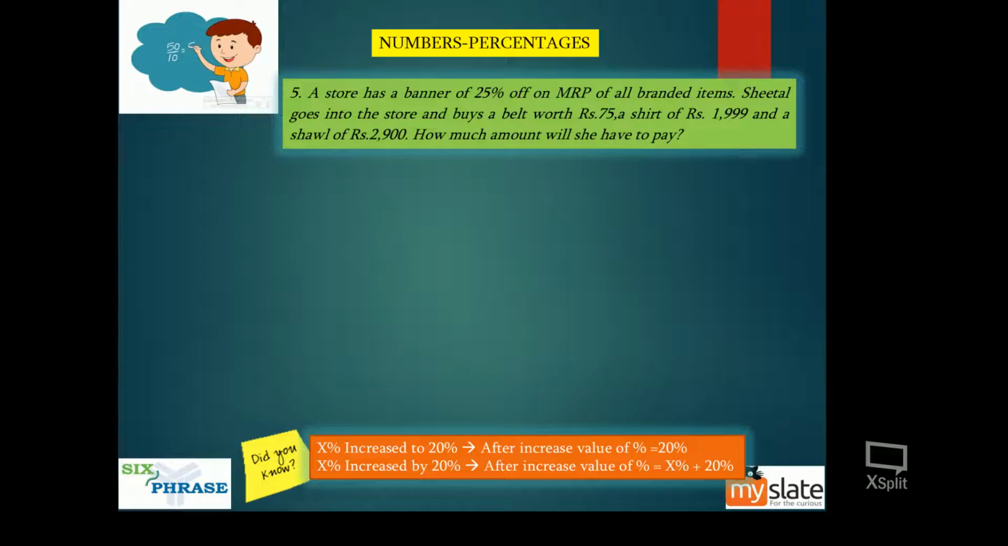So 25% off means it is 25% discount, which means it is 25% decrease. So what you do is add all these values, and this is not the value that she is going to pay. The price of a belt is 75, the shirt's price is 1999, the shawl's price is this. I've written shall, okay, it is shawl. The total price is 4,974. You add all this, you will get 4,974.